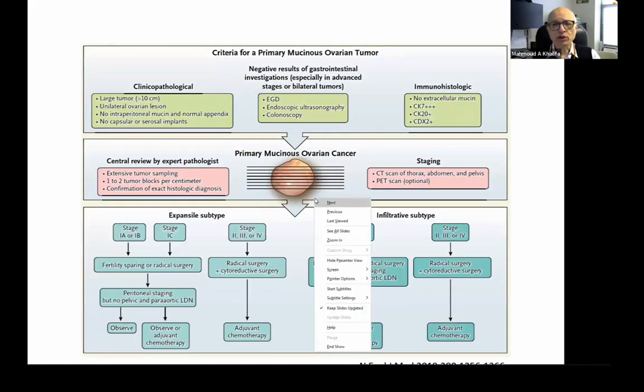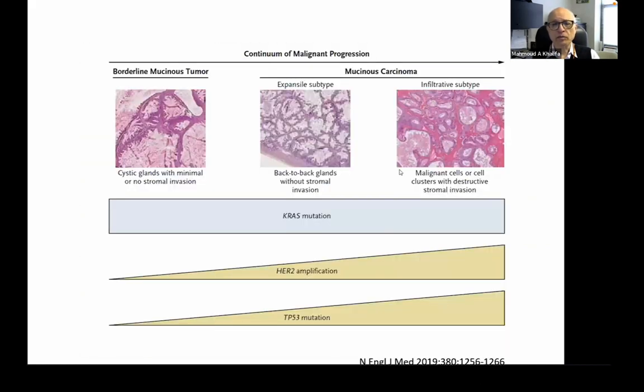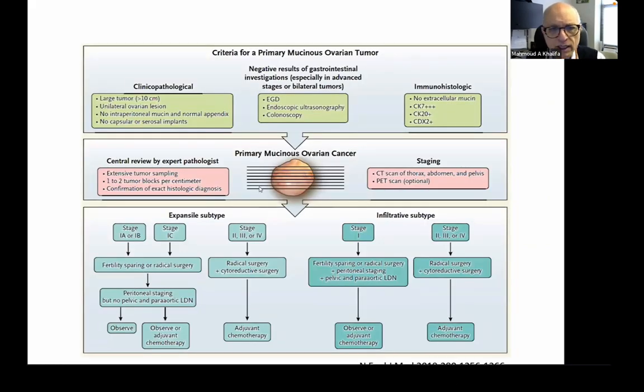Is it important to separate expansile from infiltrative? Absolutely, absolutely. Because of the treatment, and again, according to this, which every gynecologist here in North America follows, if it's an early stage tumor, the two tumors are managed differently if you call it expansile or if you call it infiltrative.